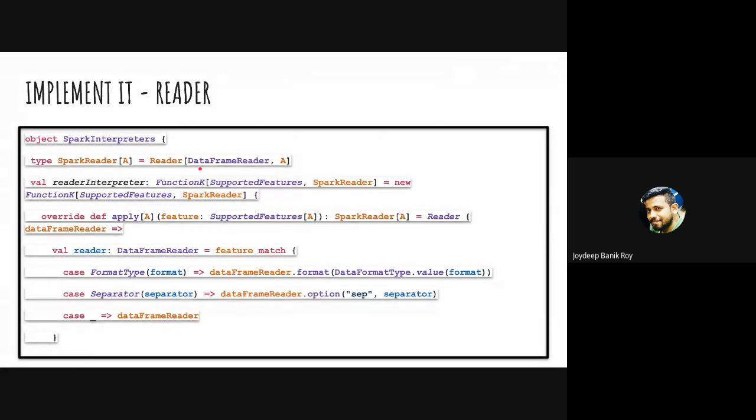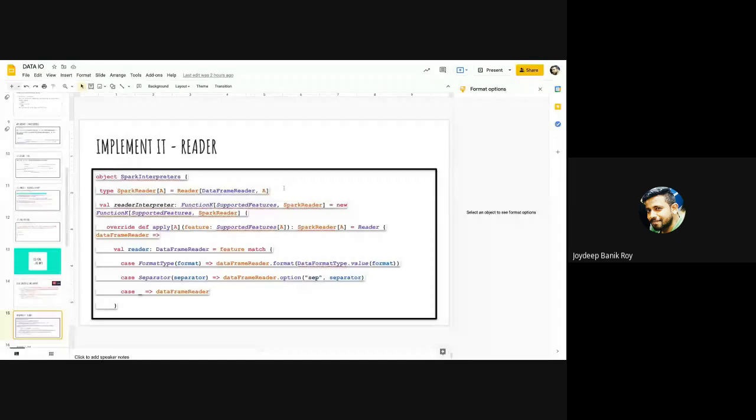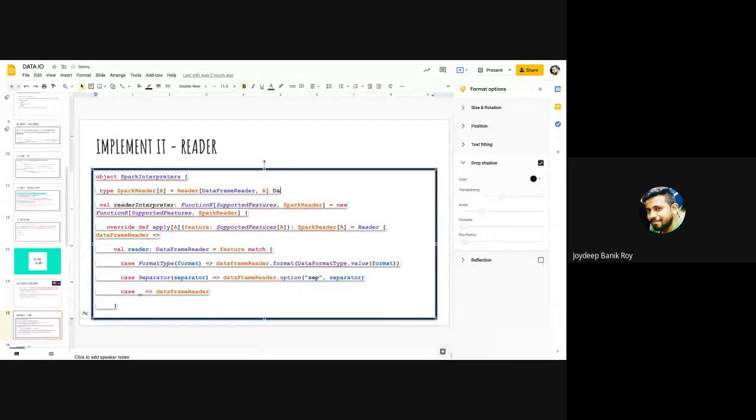So what I mean is, here it could have been a data. Let me know if you follow along. This looks very much like a function, right? Data frame reader to A, something which takes a data frame reader, gives me back an A. In this case, that A is also a data frame reader. Couldn't we have just written this?